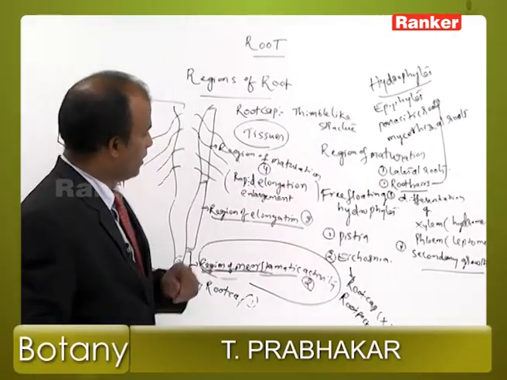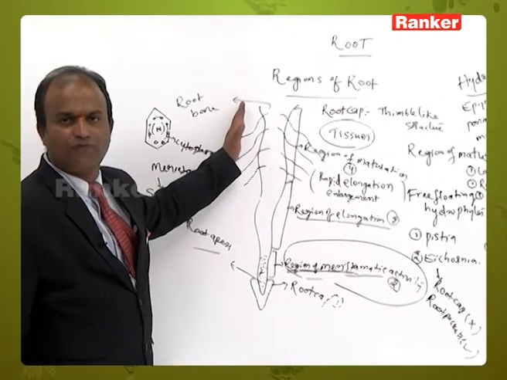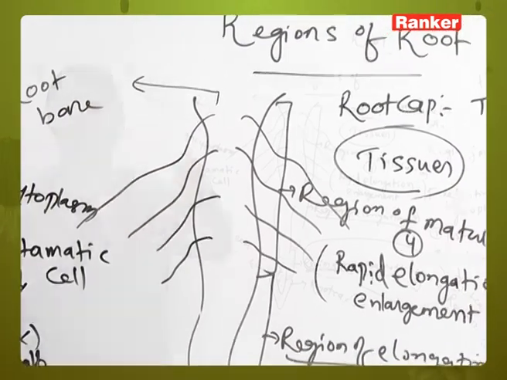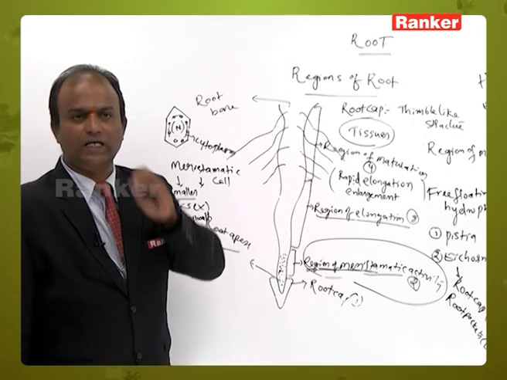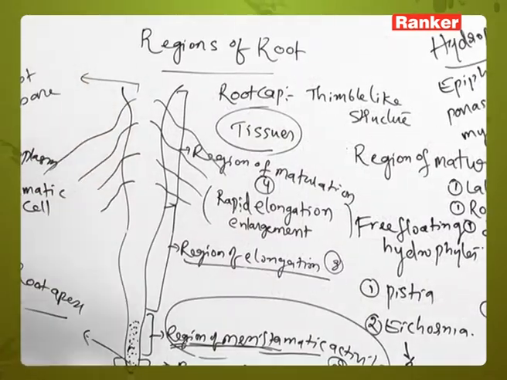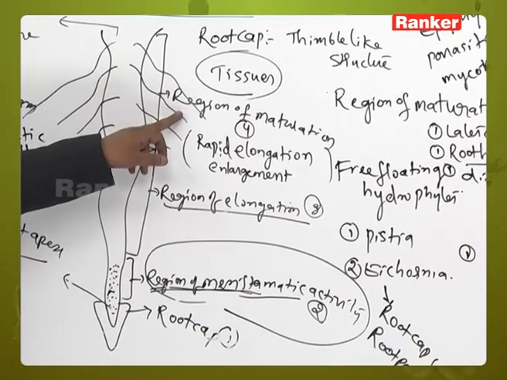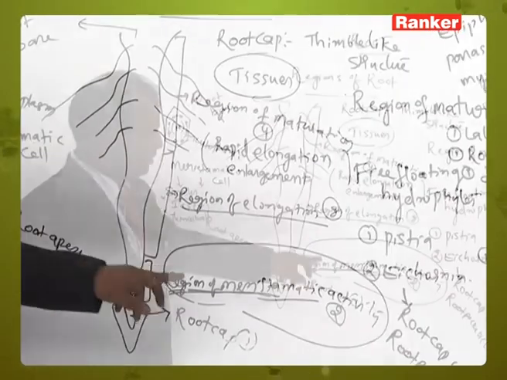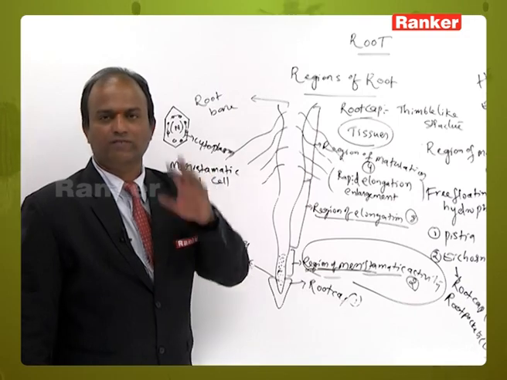Now, the MSET question I am asking: arrange the regions of roots in ascending order, that means from base to apex. The first region is the region of maturation. Second is the region of elongation. And third is the region of meristematic activity.